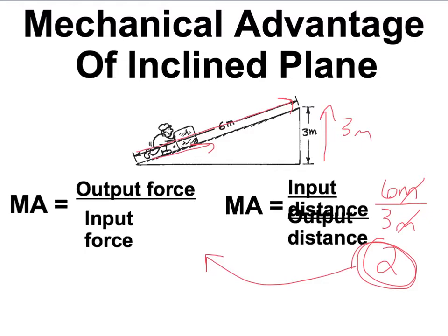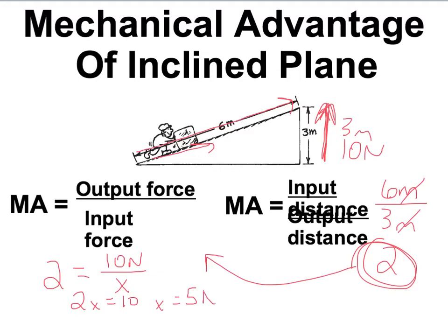So let's suppose that this block of ice weighed 10 newtons. Well, to lift that up 3 meters, that would require you to use 10 newtons. Right? You'd have to counteract the force of gravity on that block of ice. Now, if you have a mechanical advantage of 2, the output force is 10 newtons, and the input force is, we don't know. So this is how much force you're pushing the block of ice up the inclined plane. If you shuffle around the numbers, you'll see that 2x equals 10, or x equals 5 newtons.